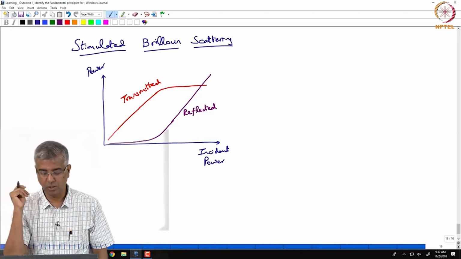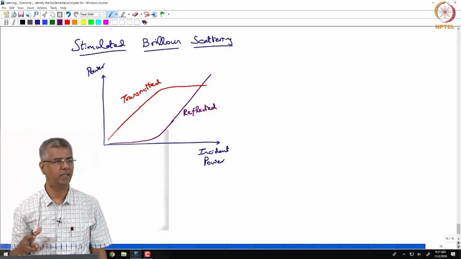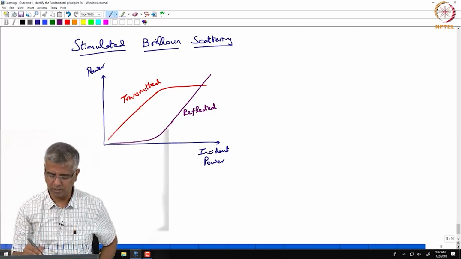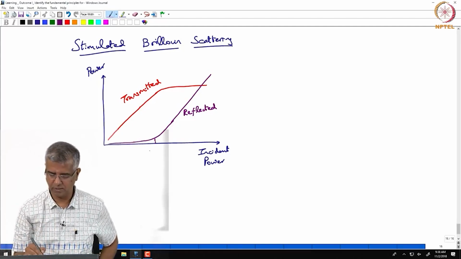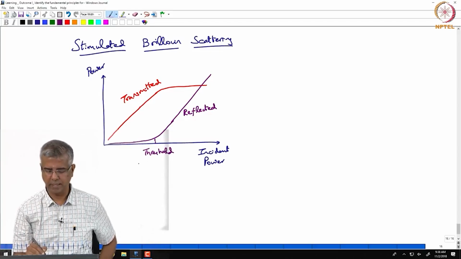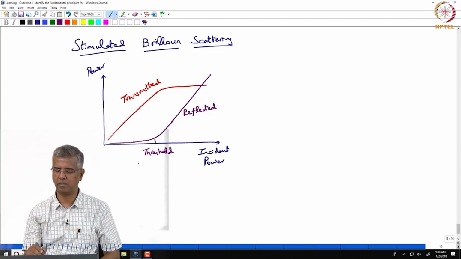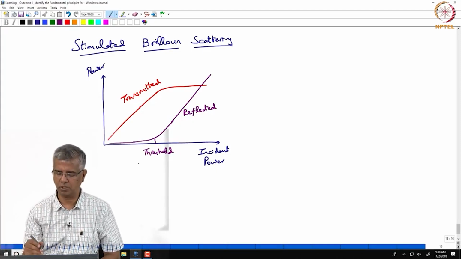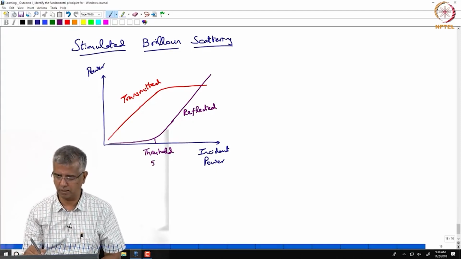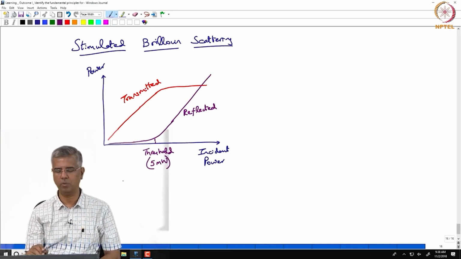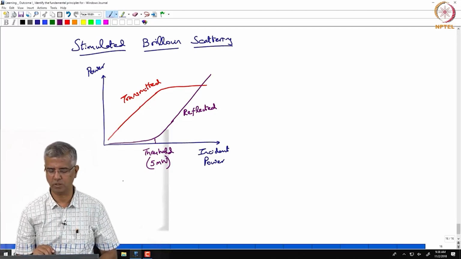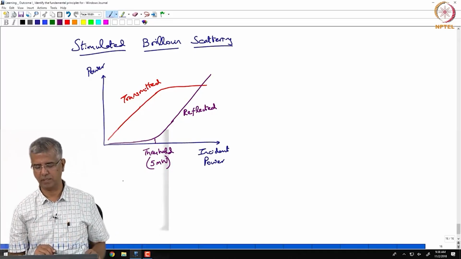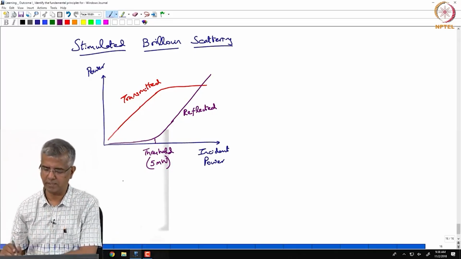Okay. So what is happening in this sort of case? What actually provides this threshold? And just to give you a feel for this, this threshold is in the order of about 5 milliwatts in a regular single mode fiber. Okay. So what exactly is happening?